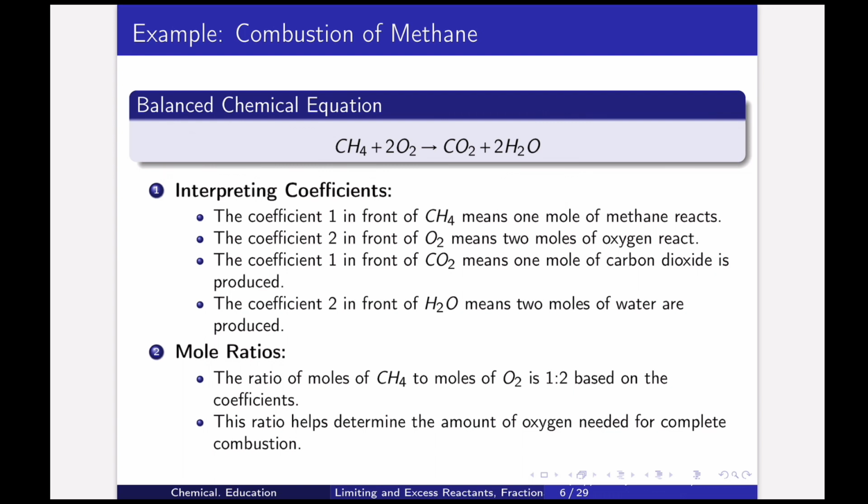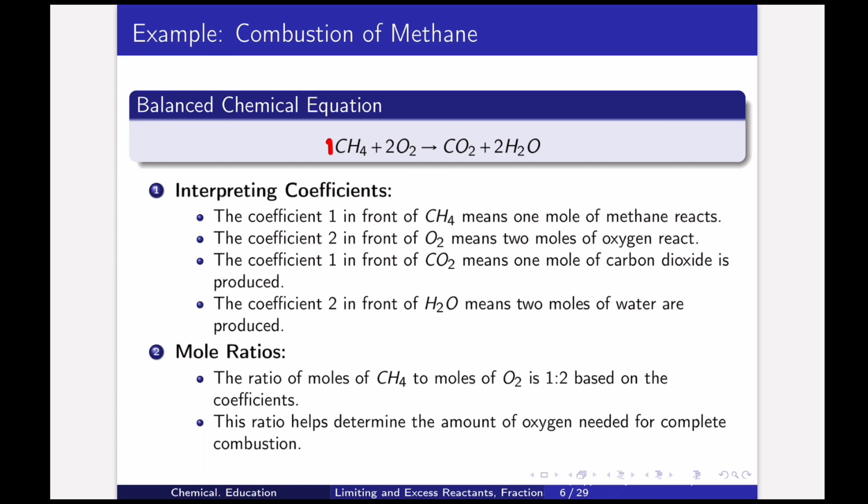Again the balanced chemical equation is methane plus 2 oxygen, that will produce carbon dioxide and 2 water. Now, interpreting the coefficients. The coefficient 1 in front of CH4 means 1 mole of methane reacts. The coefficient 2 in front of oxygen means 2 moles of oxygen react. The coefficient 1 in front of carbon dioxide means 1 mole of carbon dioxide is produced. The coefficient 2 in front of water means 2 moles of water are produced.